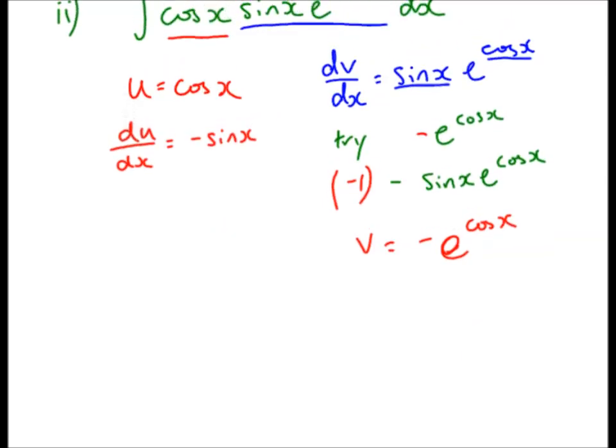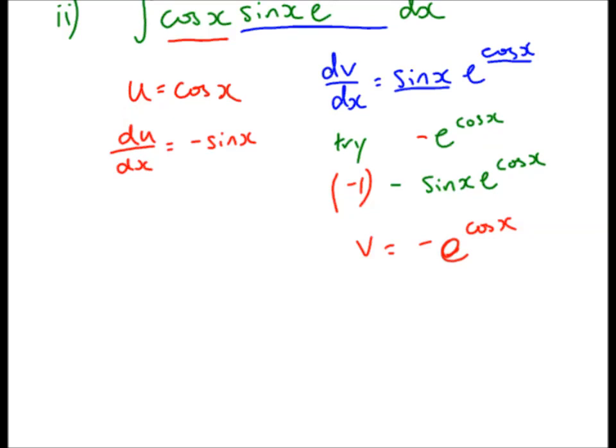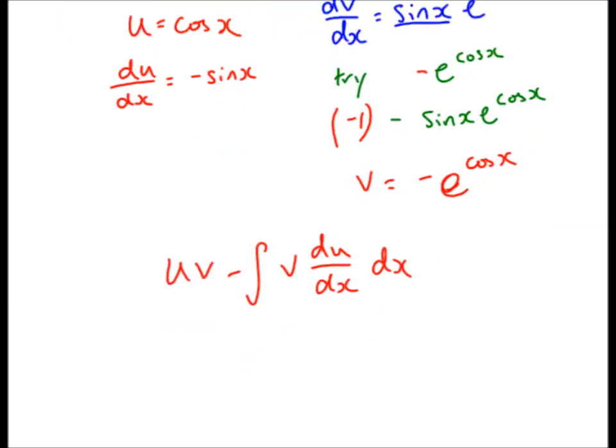So now I've got my u and I've got my v, I've got my du by dx and I've got my dv by dx. I can use my formula for integration by parts, which is u times v minus the integral of v du by dx. u is cos x, v is minus e to the power cos x, and then we're going to do minus the integral of v, which is minus e to the power cos x multiplied by my du by dx, which is minus sine x.